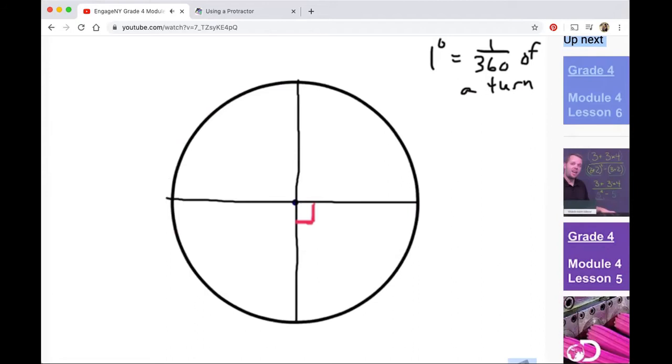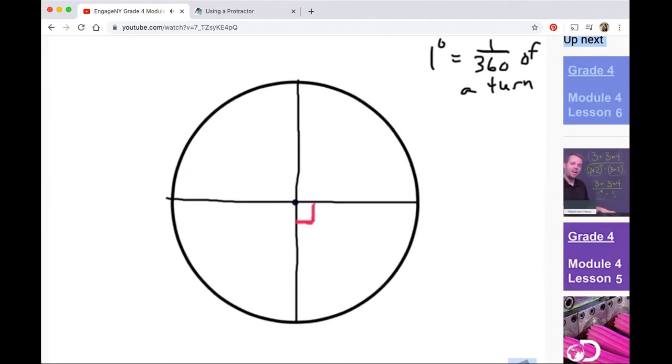And each degree represents 1/360th of a turn, all right? So a quarter turn would be starting here and going up to here. Half a turn would be starting from here and going all the way over to here. That's 180 degrees because we did 90 plus 90. And if we wanted to go all the way around, that's going to be 90 plus 90 plus 90 plus 90. So that's 360 degrees.